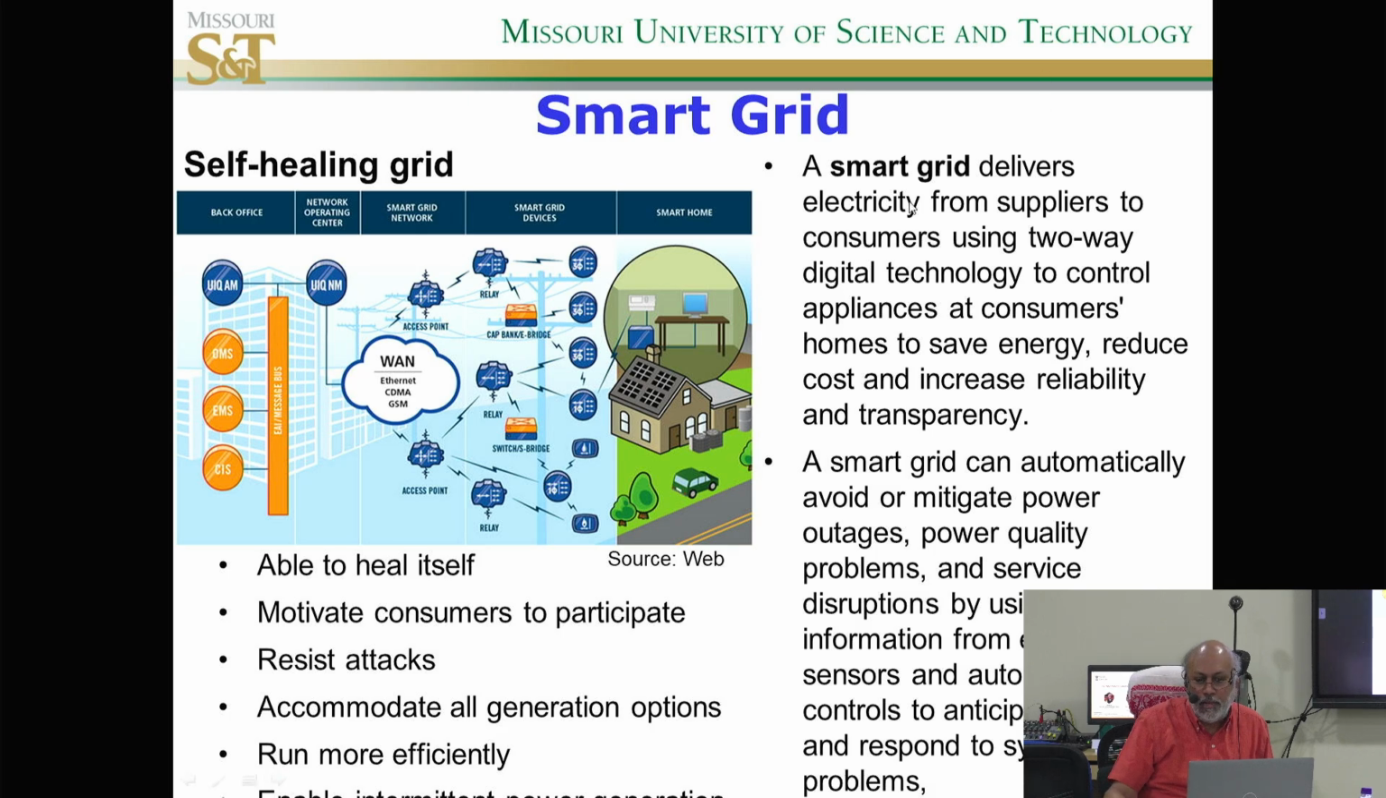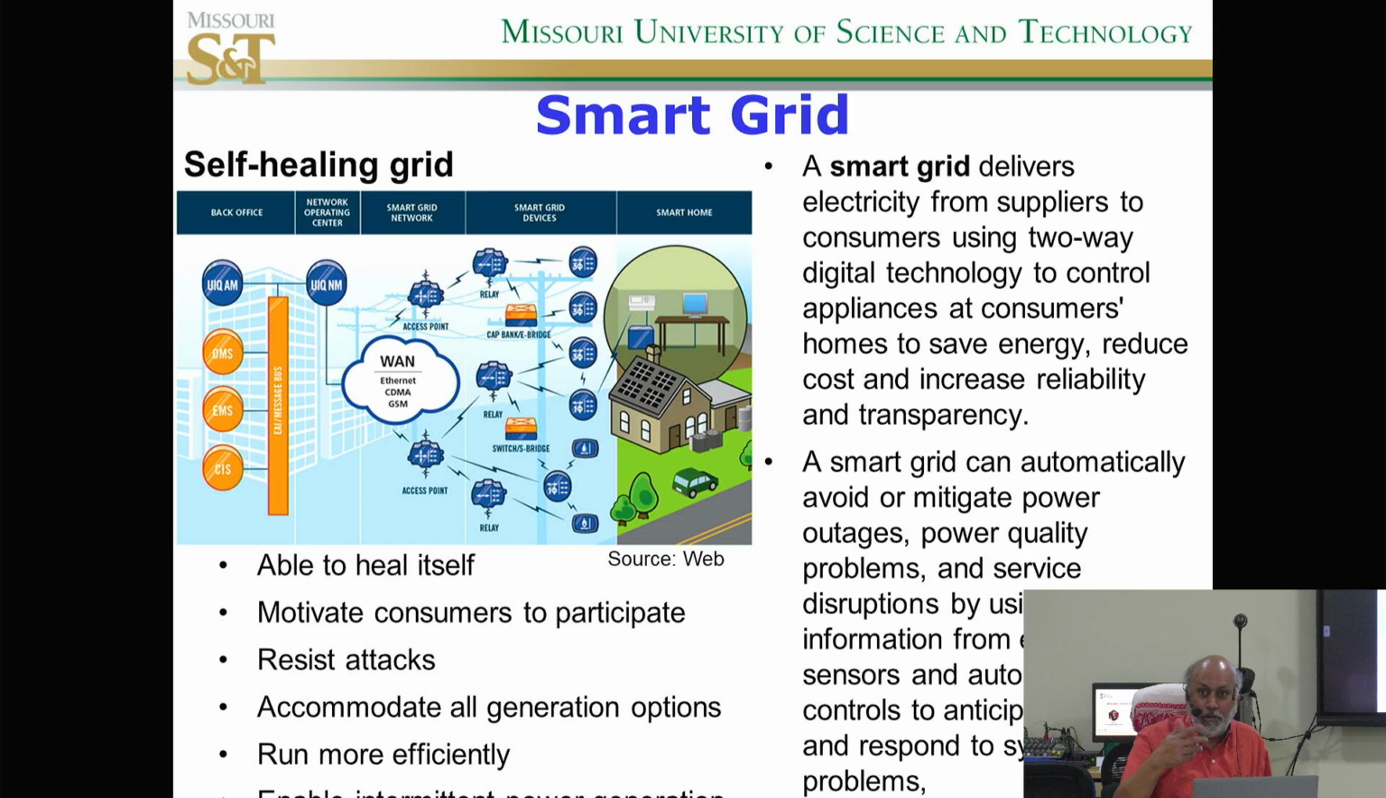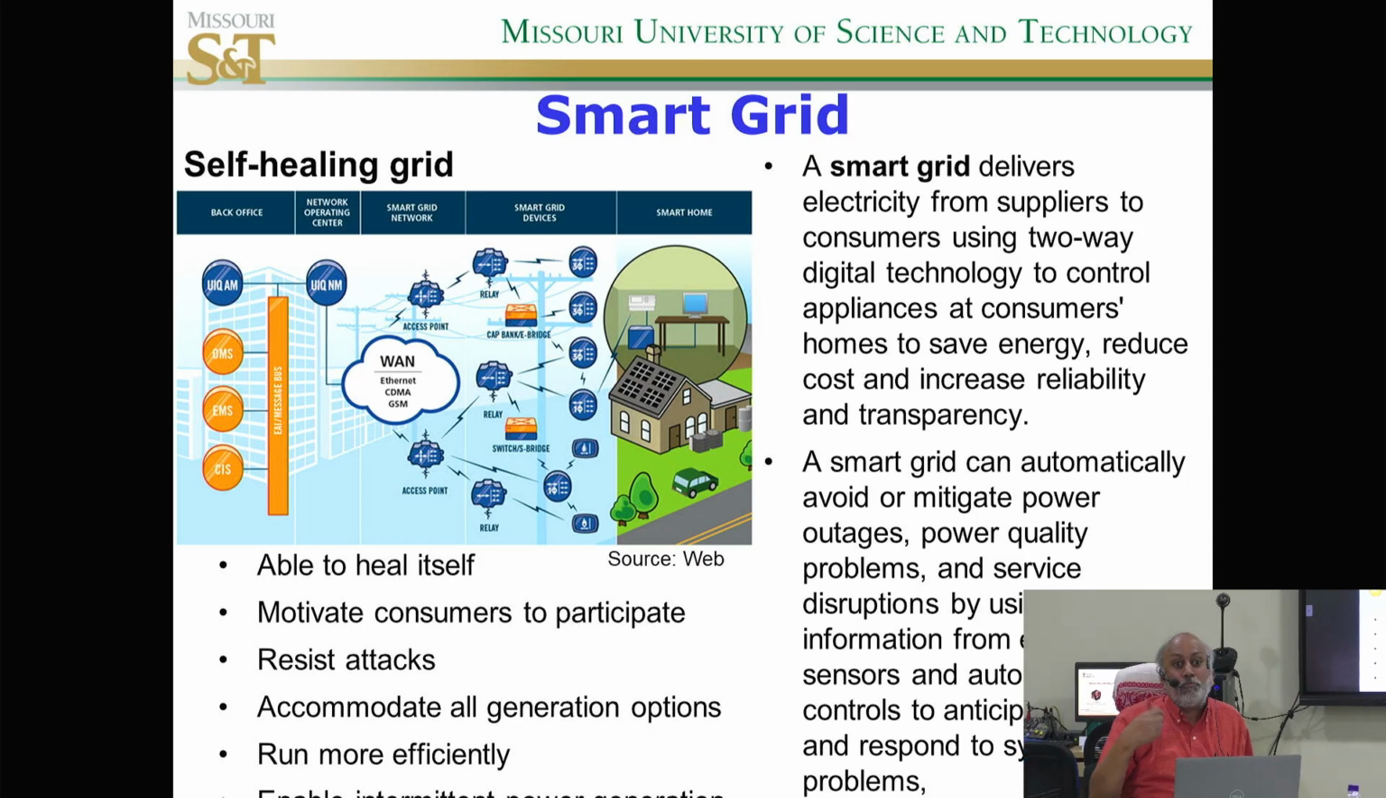So a smart grid delivers electricity from suppliers to consumers using two-way digital technology to control appliances. So you can see that it's a big deal. So in the future, the industries are going to look for not just an electrical engineer, but an electrical engineer who has taken a course on compilers and software programming, who also knows networking. So imagine that. That's what is expected of a future engineer, not like the old electrical curriculum we have studied. And those things will go away in a matter of time now.